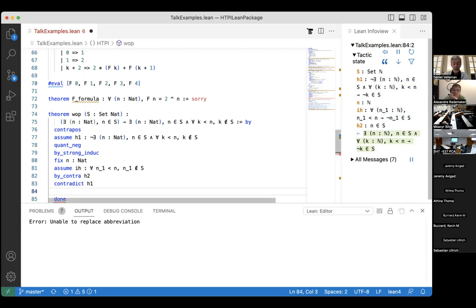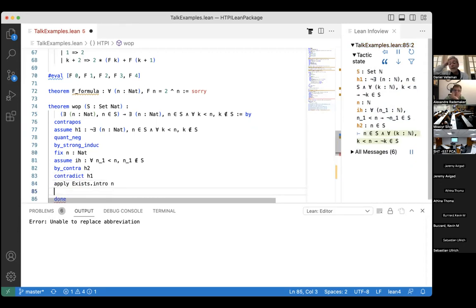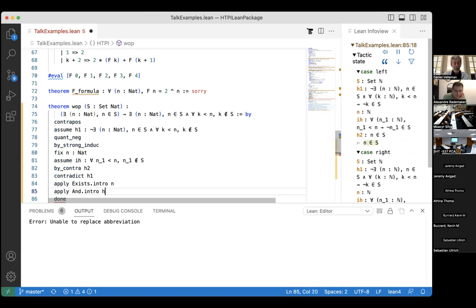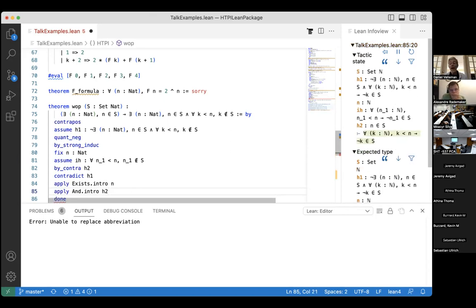And so I will introduce that. And so I have to prove n is in S and everything less than n is not in S. Well, I've already got n is in S. That's H2 here. I haven't done this yet. And intro is for proving and statements. And I already have H2, so the only thing left to prove is this statement: for all k, if k is less than n, then k is not in S.